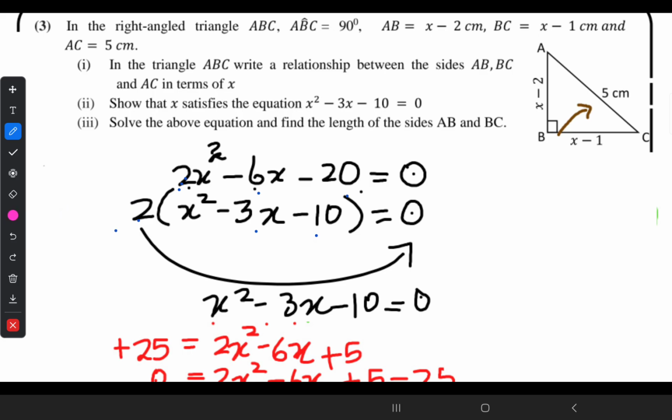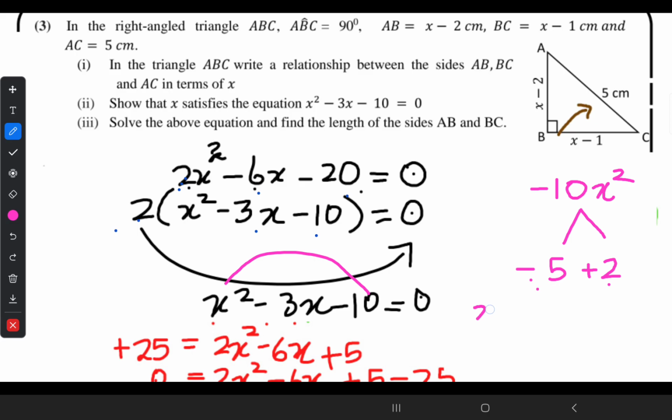Then next question: solve the above equation and find the length of sides AB and BC. We have to solve this equation to find AB and BC. To solve this equation, we take x cube and negative 10. When we multiply those two terms, that will give you negative 10 x cube. So you should find a possible multiplication pair to obtain negative 10 x cube: 5 and 2. Here the middle value is negative, so the higher value would have the negative sign. Negative into positive is negative, so negative 5 and positive 2.